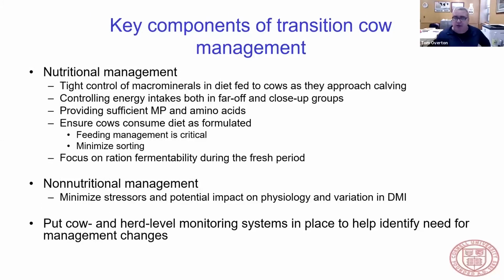So what are the key things we've got to do? Well, I'm going to start talking today on nutritional management. We're going to talk about tight control of macrominerals in the diet fed to cows as they approach calving. We're going to talk about controlling energy intakes, both far off and close up, so not too little, not too much, providing sufficient protein and amino acids, and ensuring the cows consume diets as formulated. And this is really important. This gets to what happens on the farm, translation of whatever your nutritionist provides you on paper into what is actualized in front of the cows. And feeding management of these diets is absolutely critical, and especially the sorting side.